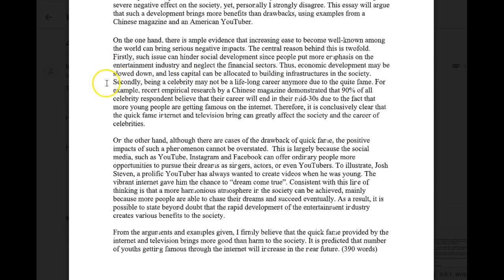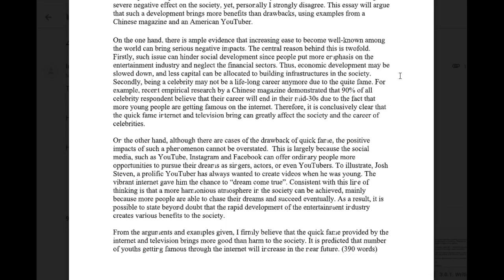Okay? Secondly, being a celebrity may not be a lifelong career anymore due to the quite fame. I don't know what that means. What do you mean quite fame? Do you mean the quickness of fame, the speed with which fame comes and leaves? Also, that's not really clear.